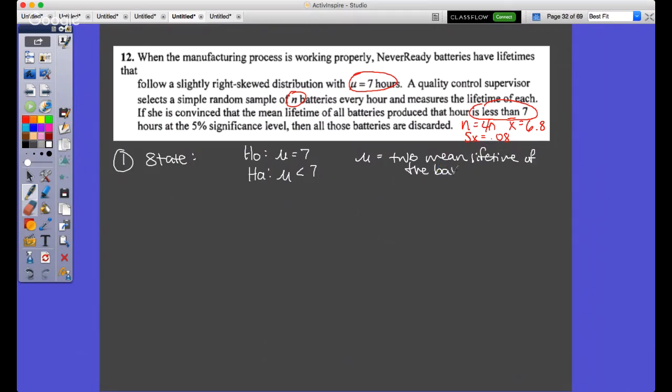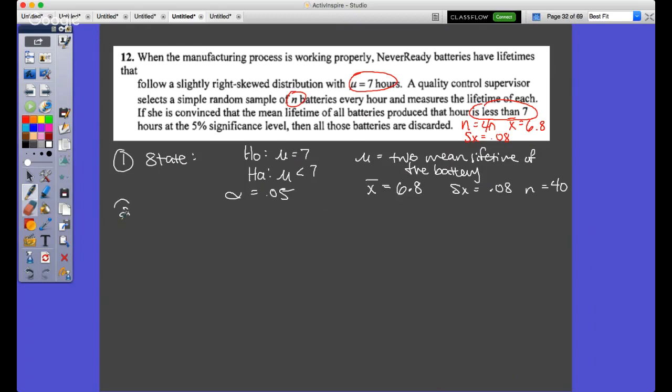Again, it's important to put this context in here for the state part. The alpha level is 0.05, the significance level. Our x-bar is stated. Sometimes you actually have to find the average, but it's 6.8 with our s of x equal to 0.08. If you want to put the sample size, you could do that as well. So we've got all of these things here.